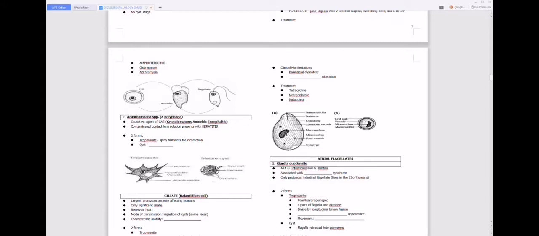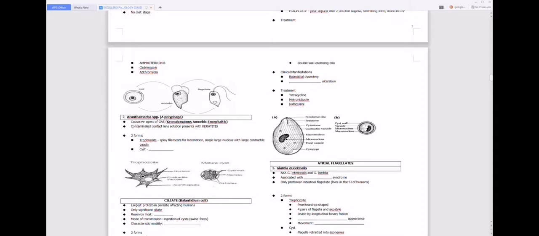Okay? So, there are two forms, the trophozoite and the cyst. The trophozoite has spiny filaments for locomotion. It has a single large nucleus with large contractile vacuoles. Diba? You will use contractile vacuoles to prevent changes in osmotic pressure. Kasi diba nasa water sila, so it needs contractile vacuoles.